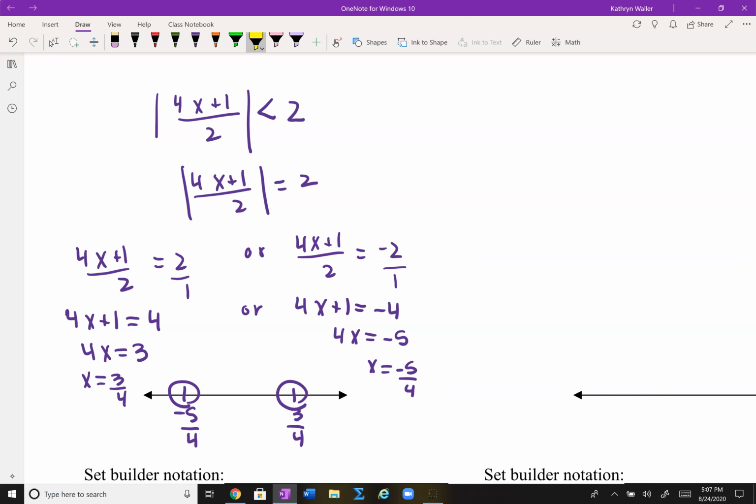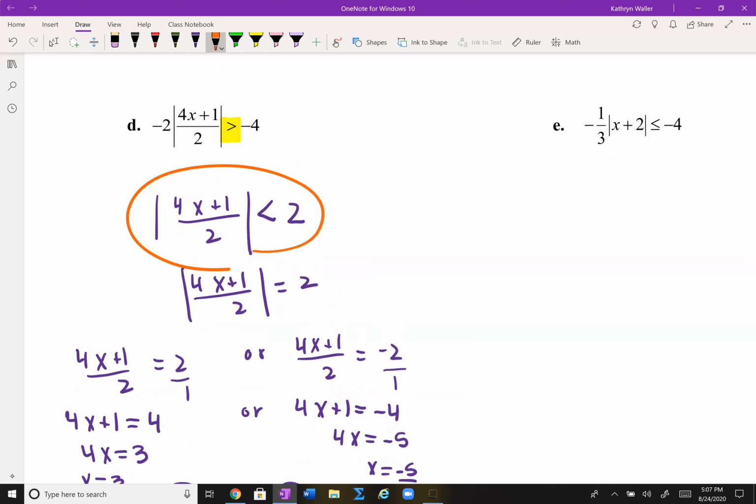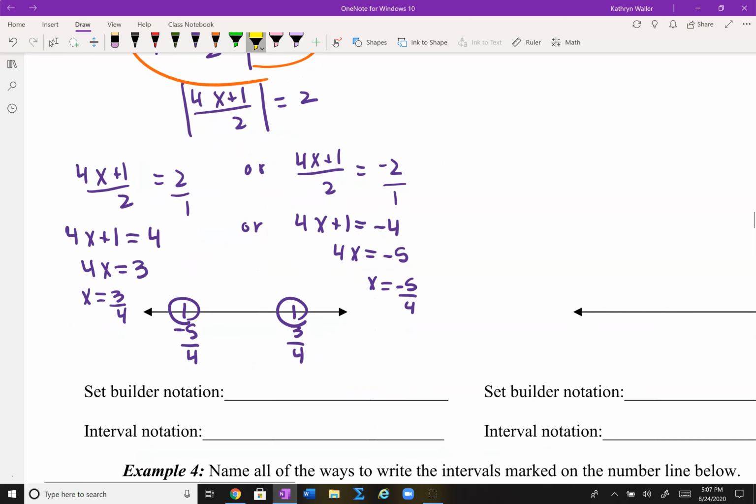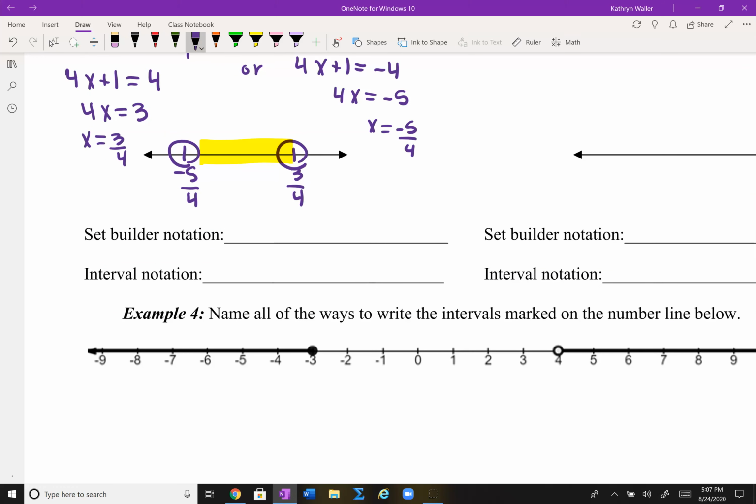Less than, see, that's where I look. And since I switched it, what people do is they'll go greater than, and they go outside, but that's not where you look. You look right there once it's alone. So you actually shade the inside like that. Interval notation would be -5/4 with a parenthesis to 3/4 with a parenthesis. One interval. Set builder is a brace, x such that, in between: -5/4 is less than x, is less than 3/4. Close it off, and I'm done.